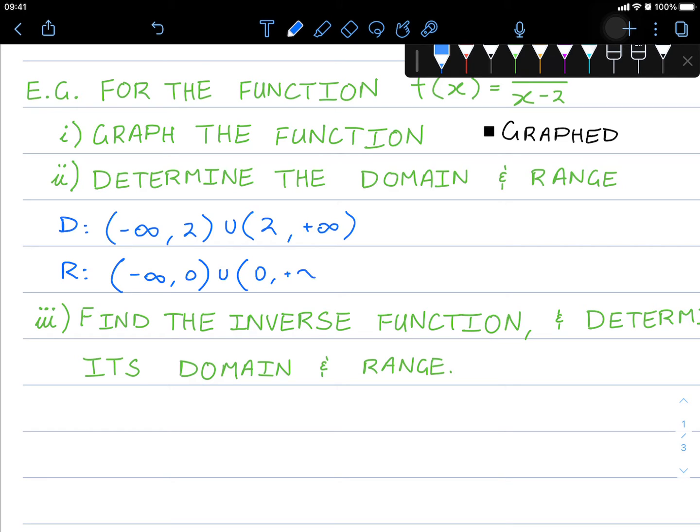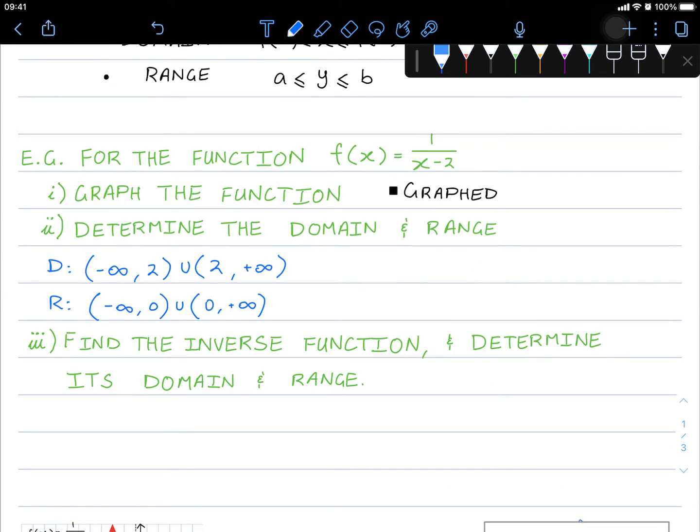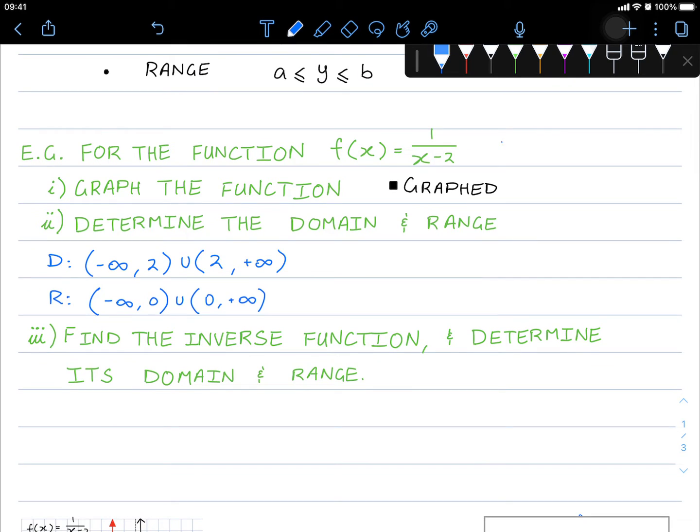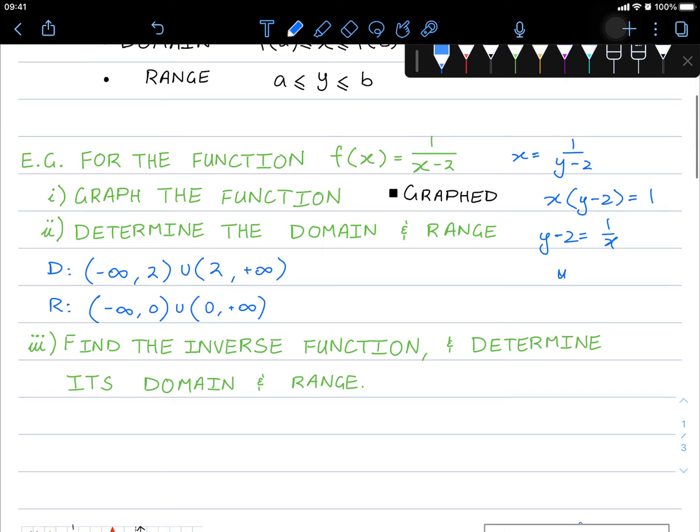Now, I'd like for you to find the inverse of this function. Real quick exercise here. It'll become x is equal to 1 over y minus 2, so y minus 2 is 1 over x, so y is equal to 1 over x plus 2.